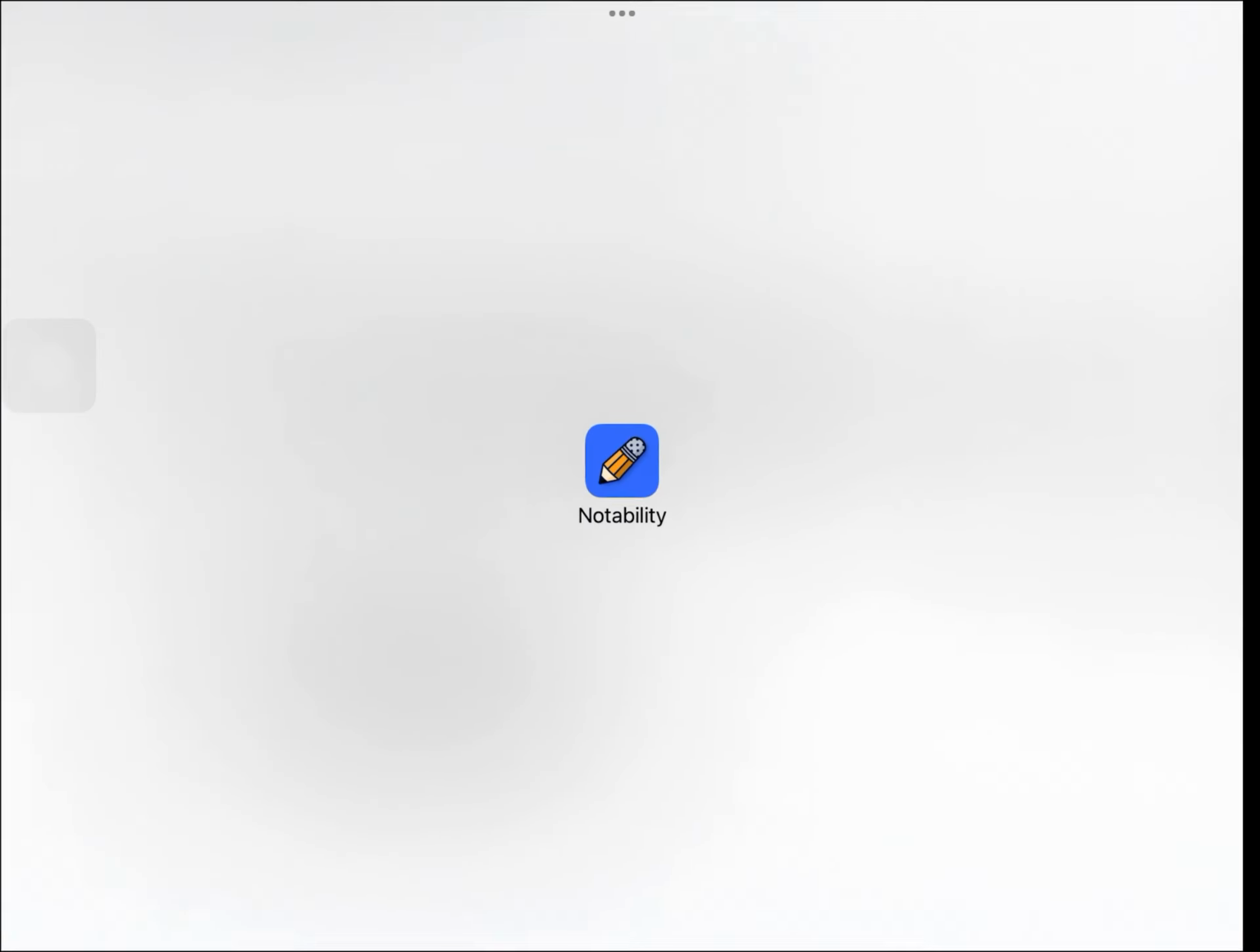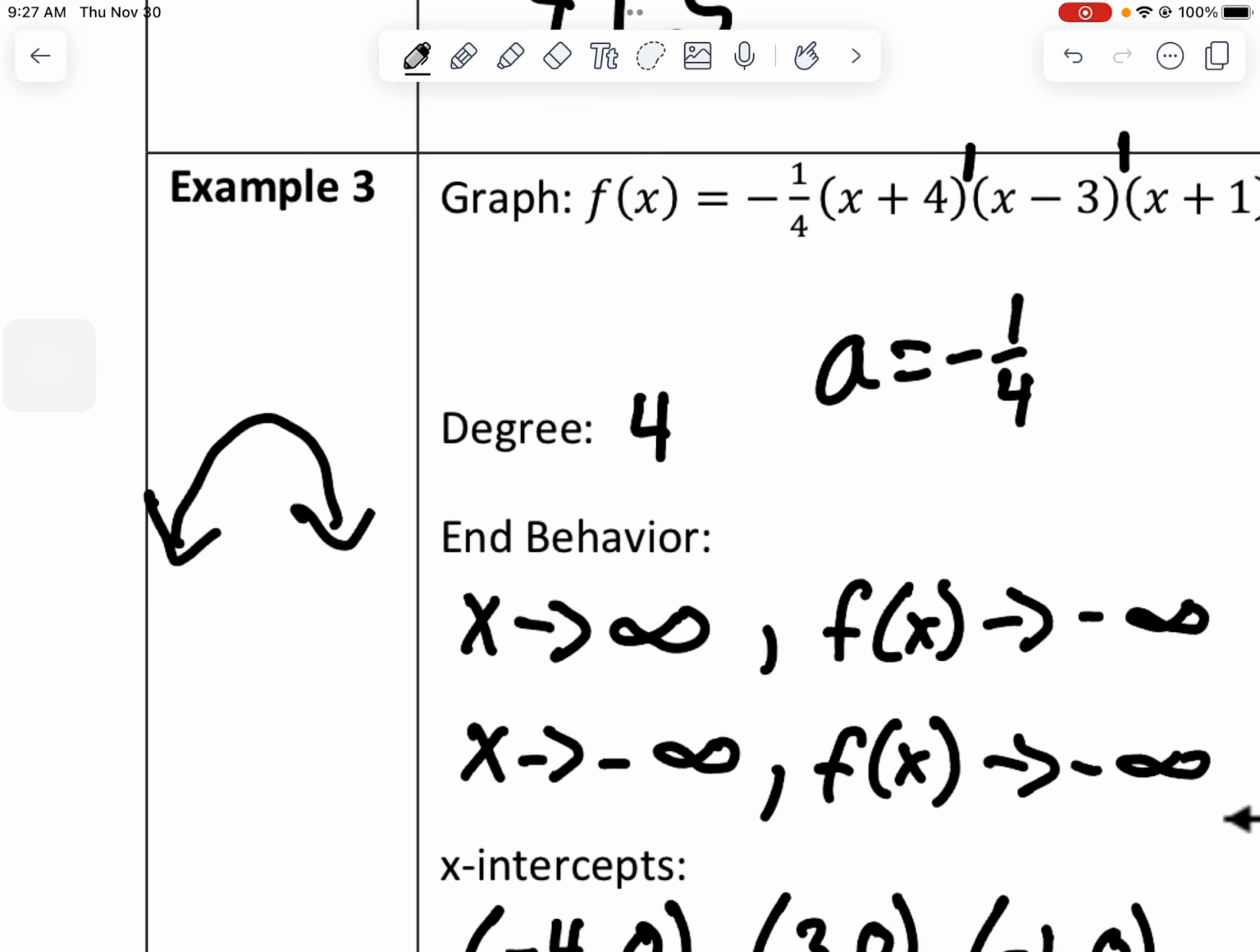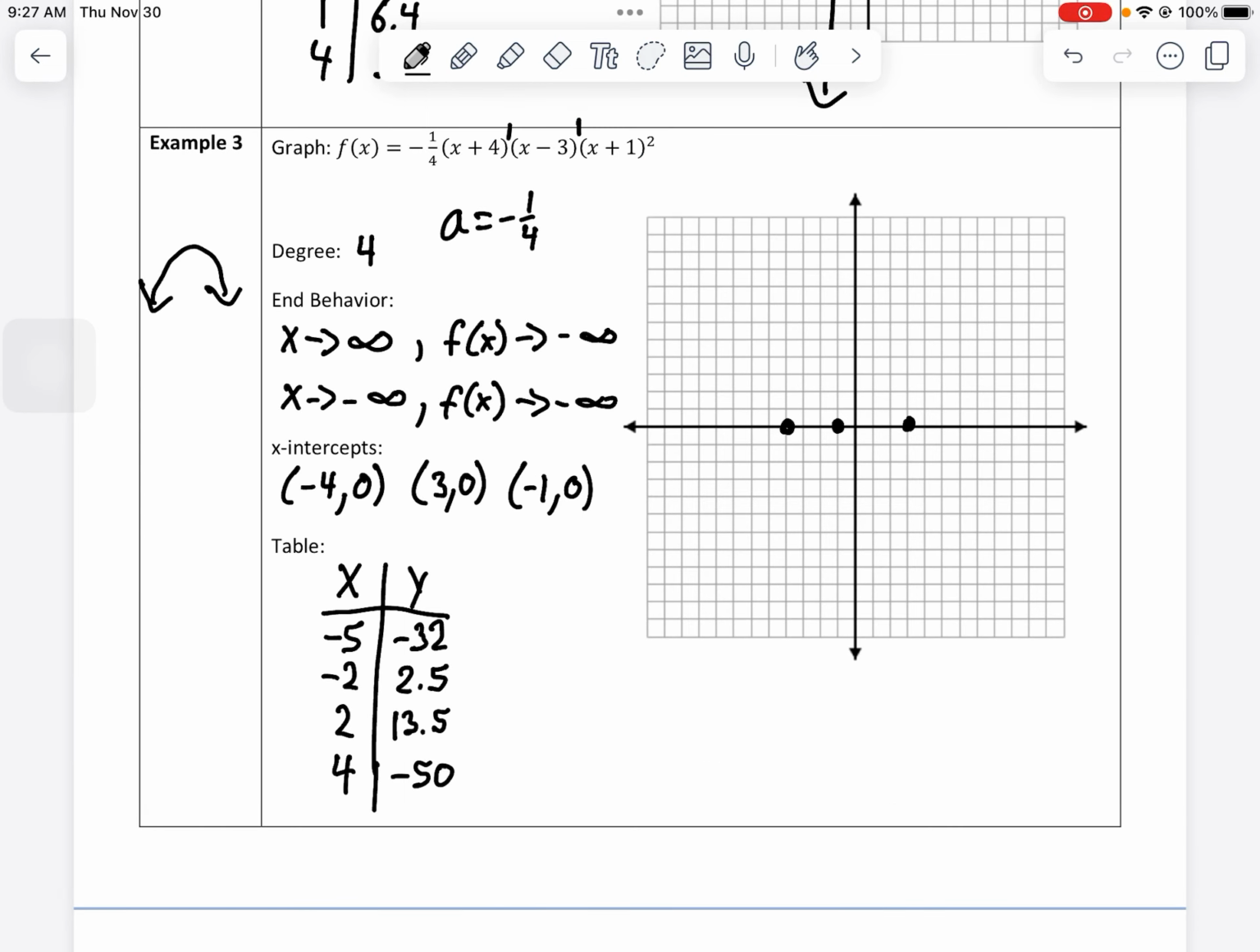Okay, so now I'm going to finish this problem here. -5, -32, that'd be somewhere way down at the bottom, so I'm just going to show that it goes off. -2, 2.5 is about right here. 2, 13.5 would be somewhere up above, so this one does kind of stretch off. And then 4, -50 would be way down here as well.